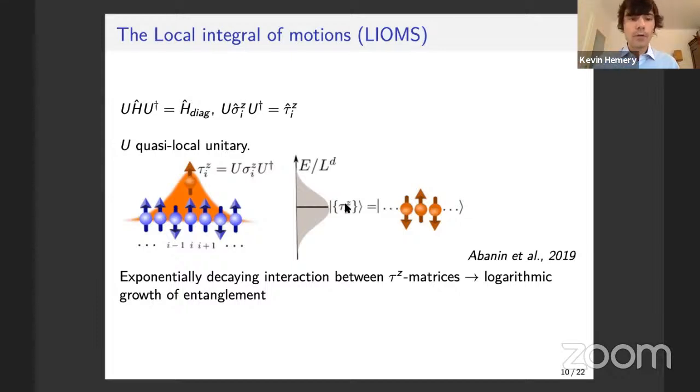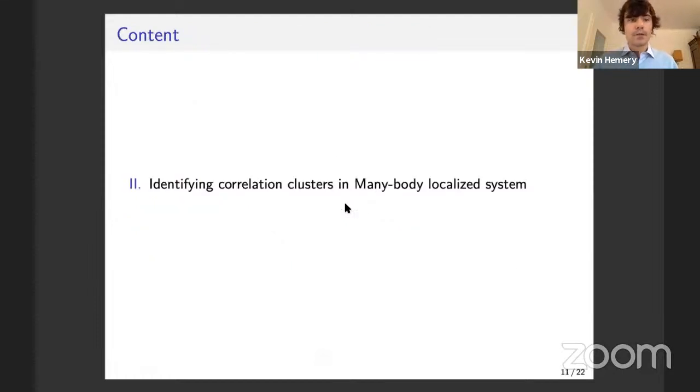Okay, so now we have a good theory to describe what is happening deep inside the MBL phase, and this is quite well understood. But what is not so well understood yet is what exactly is happening at the transition. What is the process which leads to this delocalization transition? What is the scaling and so on? And that's where we started. That's why we did this project. And now I'm going to start the second part of my talk where we focus more on our results.